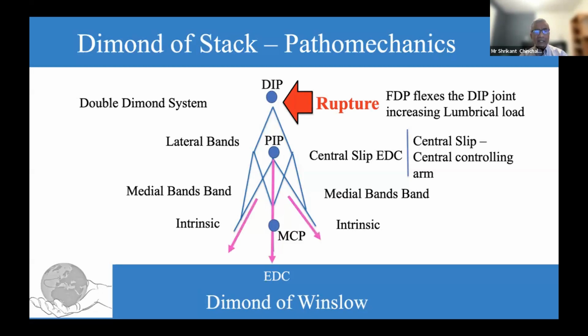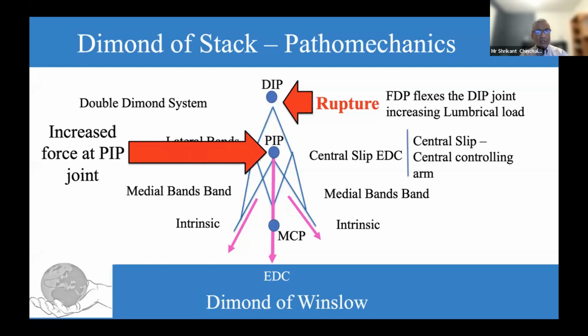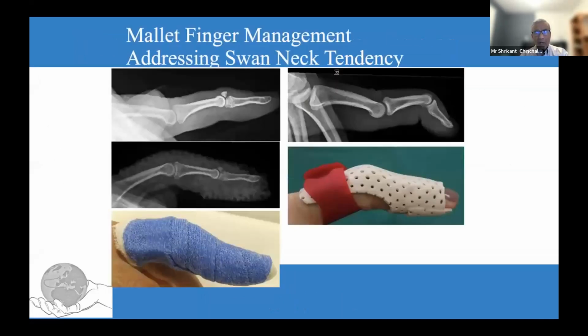And then we see that the intrinsic load produced by the medial band and extensor digitorum communis, the central slip, is excessively loading the PIP joint, causing the PIP joint to hyperextend. And this is what we see normally, that despite giving patients only a DIP splint, it doesn't balance the forces at the PIP joint.